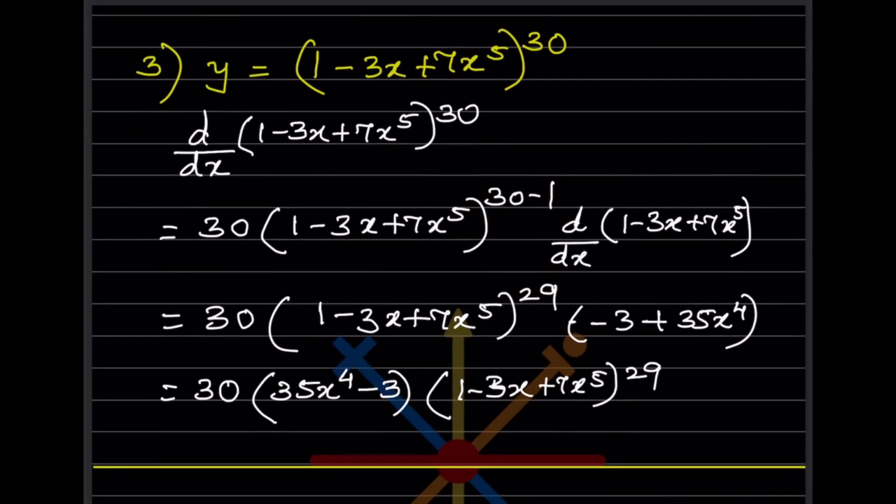Rest all is the same. Now this 30 is there, just rearranged. 35x^4 minus 3 is written over here, and this whole part is here. Otherwise, we can just skip it here also. Both are the same.